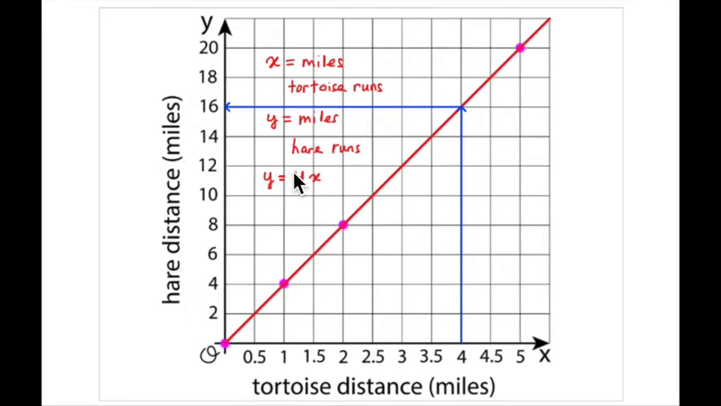And they give you the equation. The equation is y equals 4x. So x is the distance that the tortoise runs in miles, and y is the distance that the hare runs in miles. So when you look at a problem like this, you could easily graph it. If you plug in for x a value of 4, that's going to give you y a value of 16. So let's go over to 4 and go up to 16, place a point there, and you can graph this. So that would be pretty easy.